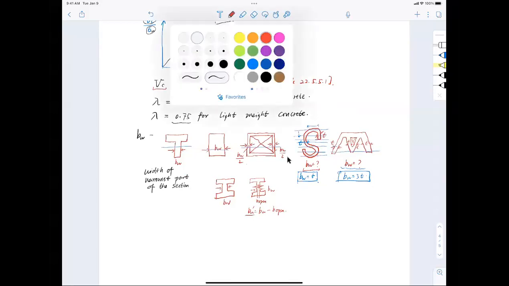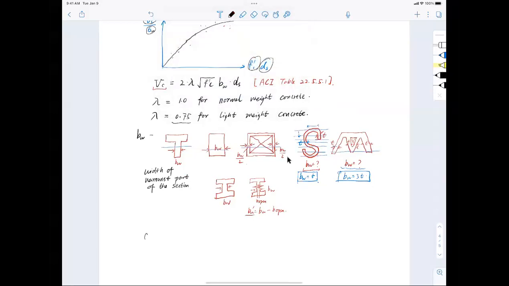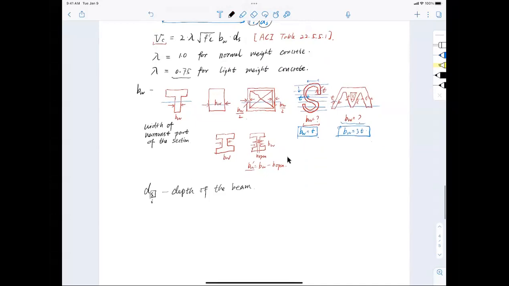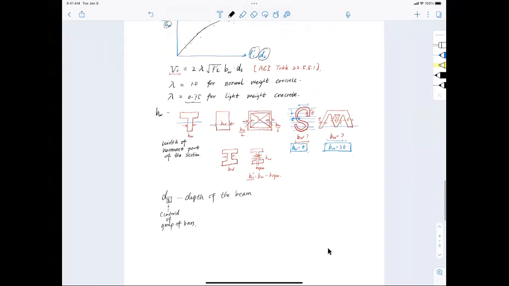All right, so that is the definition of BW. ds, well, it's the easy part, right? ds is just simply the depth of the beam. And note that it's not dt, it is ds. So this is the depth of the beam. And when I put the notation mark here, ds means this is to the centroid of the group of the bars. Okay, folks, group of the bars. All right. Okay, so that's it. Not too bad. All right, so these are all my equations.